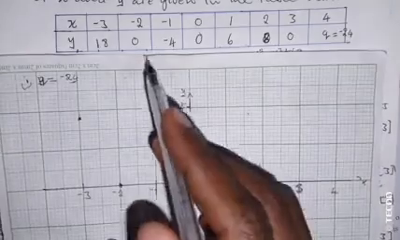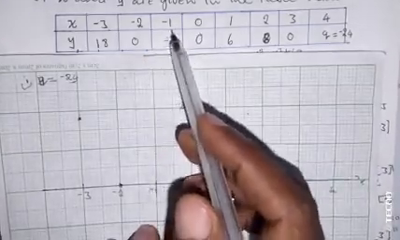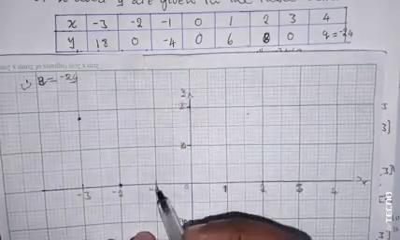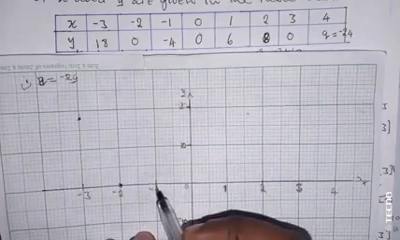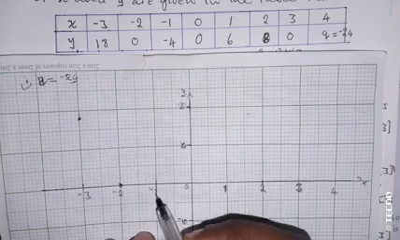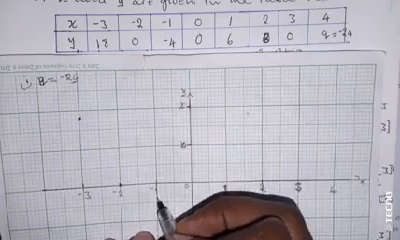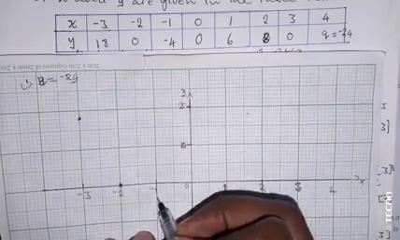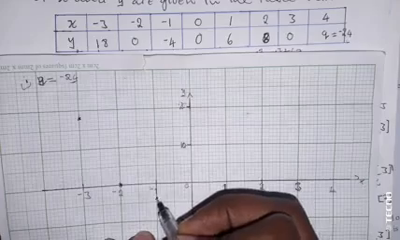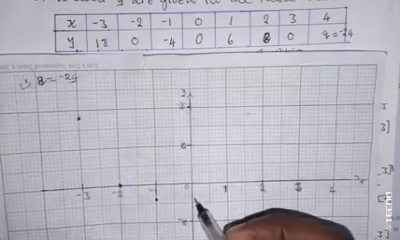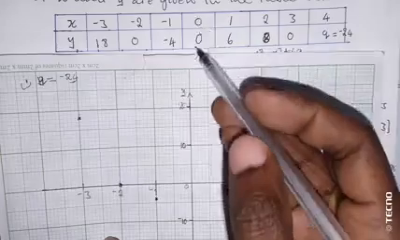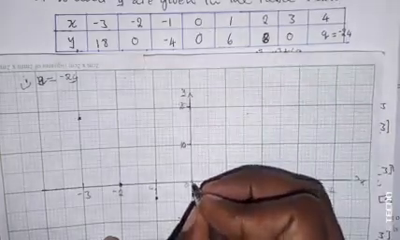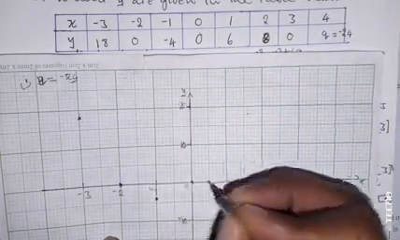Again, we have negative 1, negative 4. Negative 1 is this part here. Negative 4. Now we count from here: 1, 2, 3, 4. So this is my 4 here. Then again we have 0, 0. 0 is this point here, 0, 0 at this point.